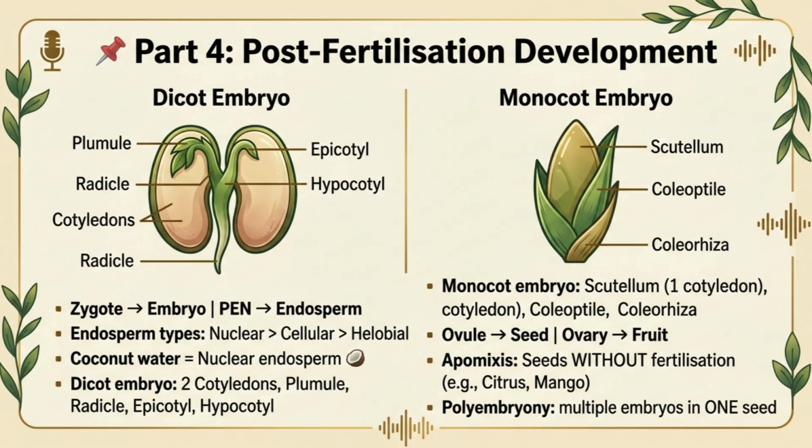And finally, 2 special concepts. Apomixis is the production of seeds without fertilization, seen in citrus and mango, commercially very important for producing uniform crops. Polyembryony is when a single seed contains multiple embryos, also seen in citrus.